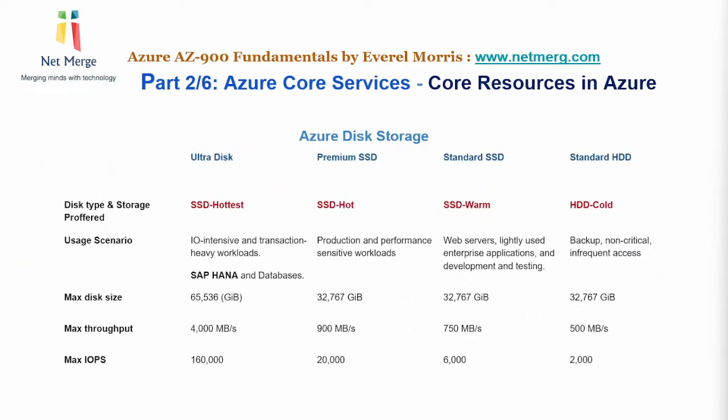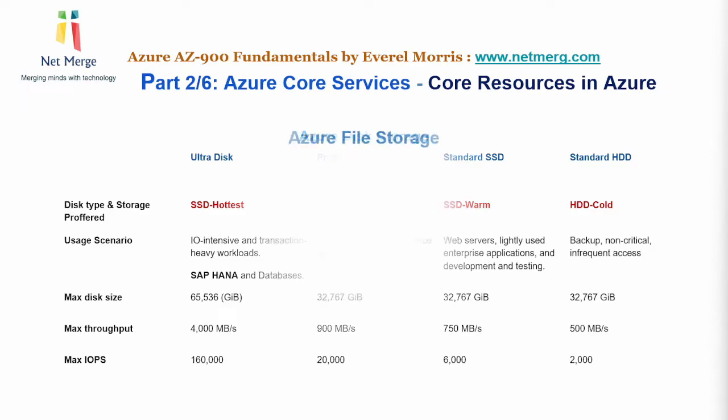Now let's look at the disk storage and the different types. We have the hottest, we have hot storage, warm storage, cold storage, and we have the associated disk types that are recommended for each. There's some low-level detail at the bottom you could look at your leisure, but I just want you to understand the different storage tiers.